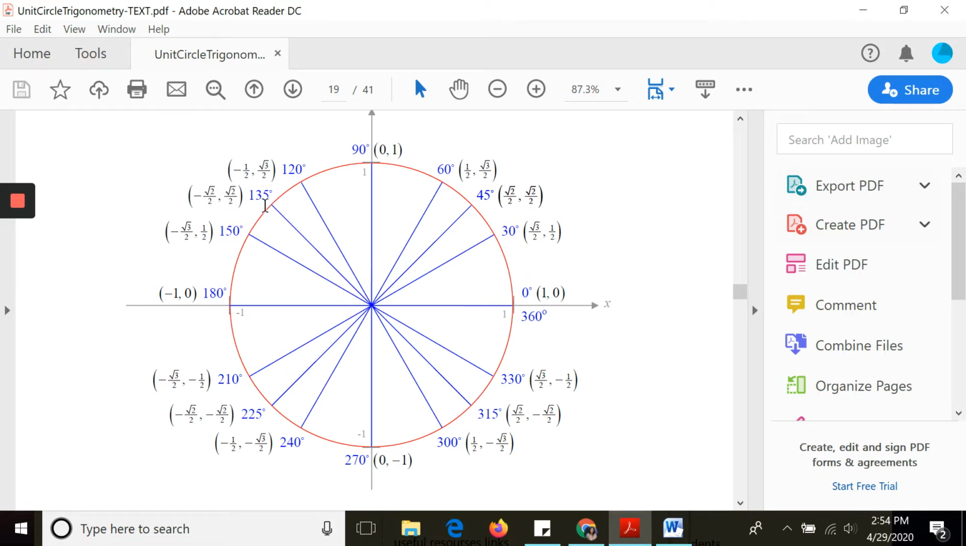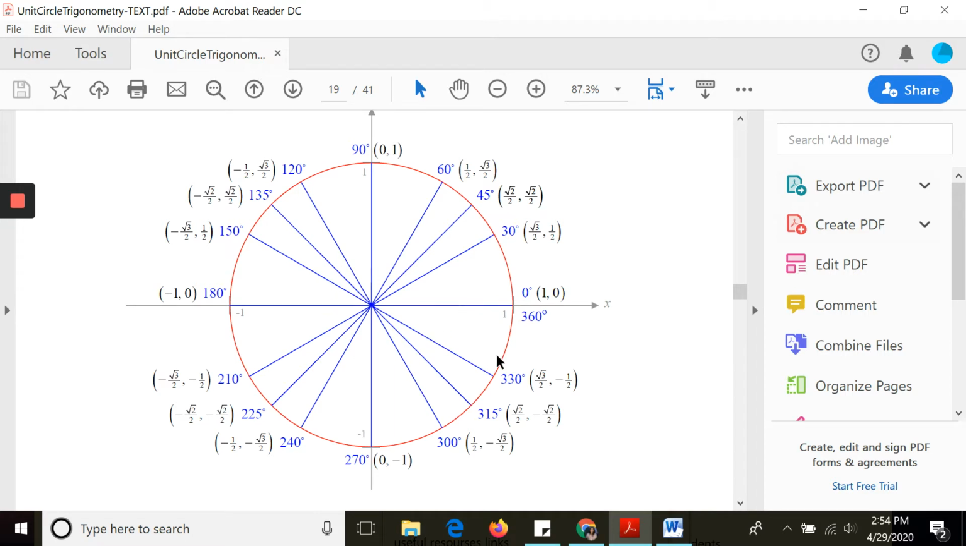And I hope you did notice that 135 is similar to 45, and 150 is similar to 30, no change there. After you do first and second, you can switch to first and fourth, or you can do second and third. For first and fourth, if you look at 30 degree and 330 degree, the x value is the same, and the only difference is of y. Y is positive here for 30, and here y is negative. So it was pretty straightforward, and I hope that you got all the values correct.